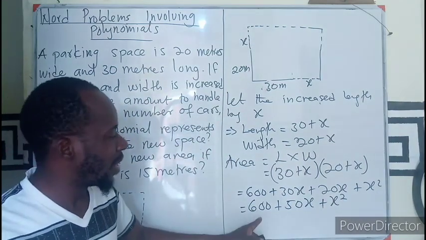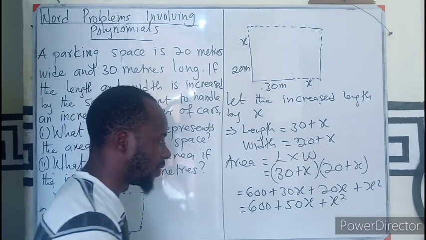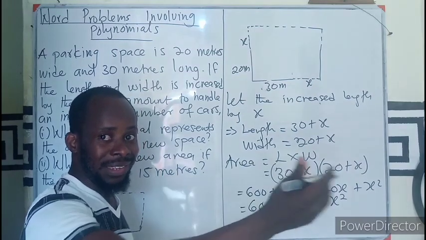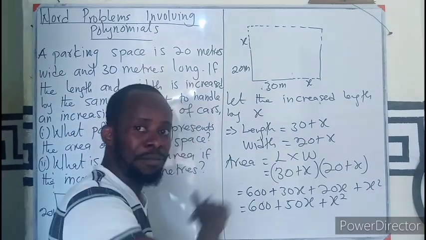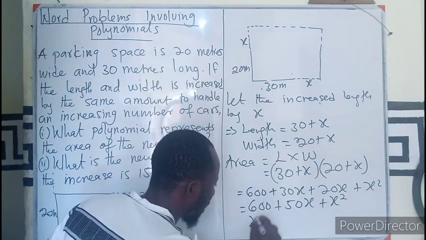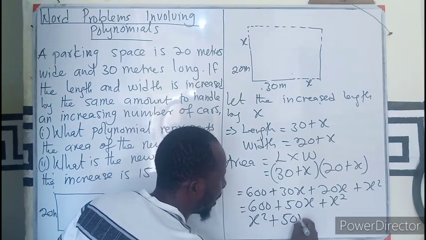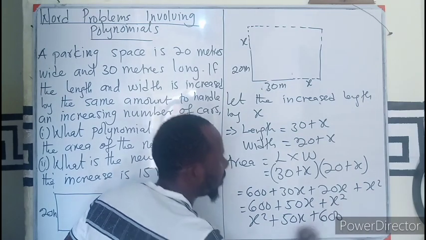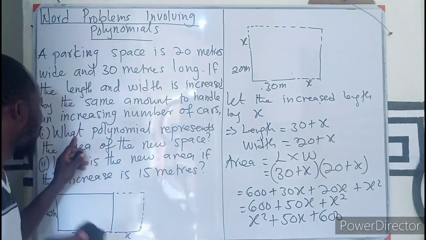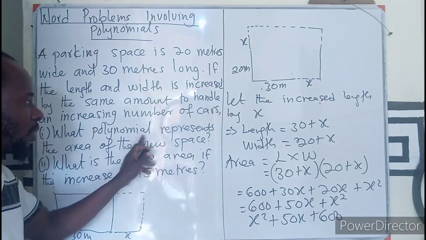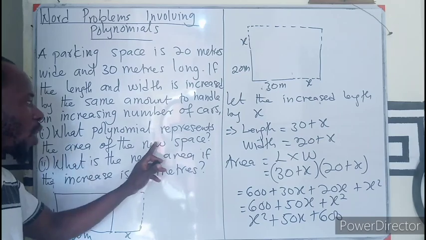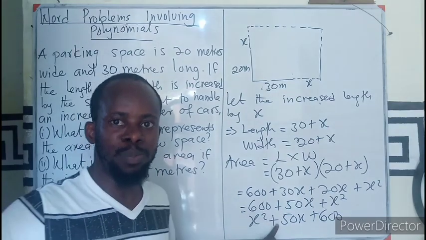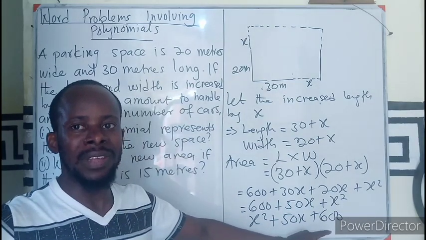Then plus what? Our x squared. We know this is a quadratic expression, which is always written with the powers of x decreasing from the left to the right. So meaning x squared plus 50x plus what? 600. That answers the first one. What polynomial represents the area of the new parking space? So this will be our answer.